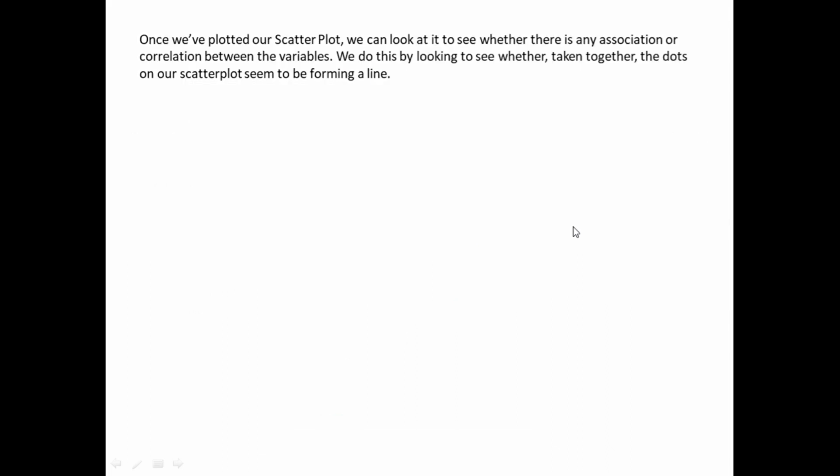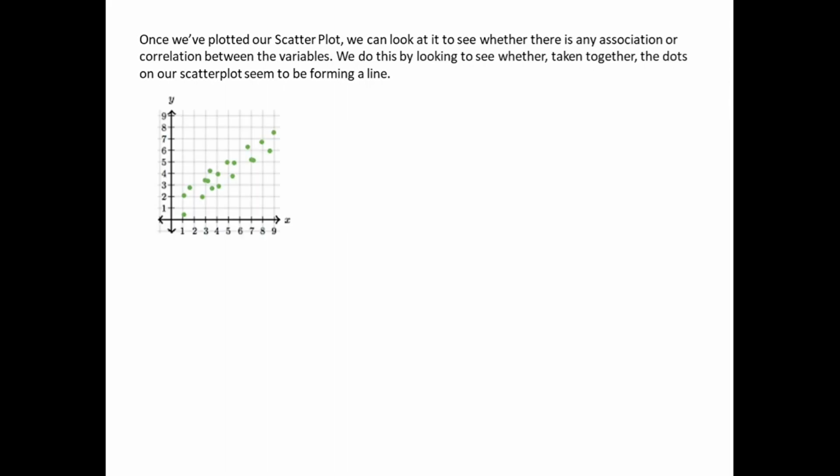There it is. Now, once we've plotted our scatterplot, we can look at it and see whether there is indeed any sort of association or correlation between the variables. And the way we do this, we look at all the dots and see if together they form some sort of line. Now, here's another example of a scatterplot, and you can quite clearly see that all these dots are forming a diagonal line, going from low on the left up to high on the right. If dots are clustered in this pattern, forming a line that goes up to the right, we say that there is a positive linear correlation.